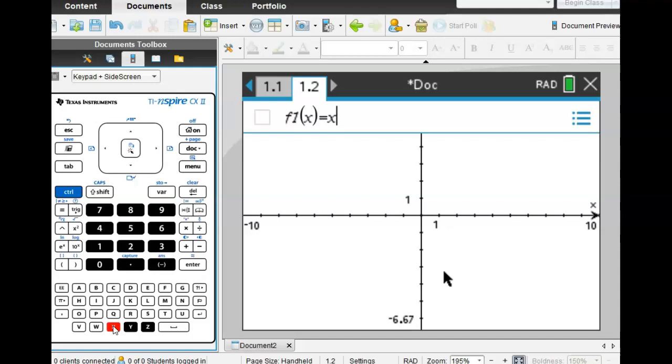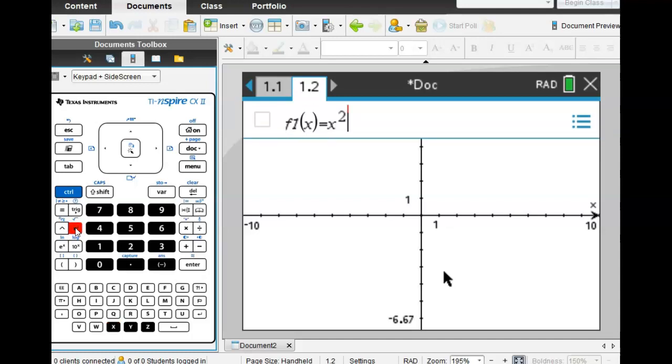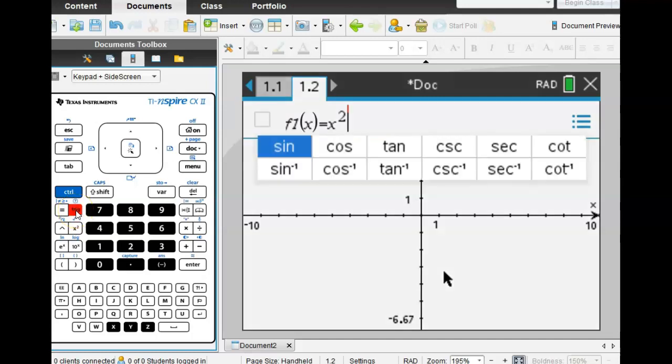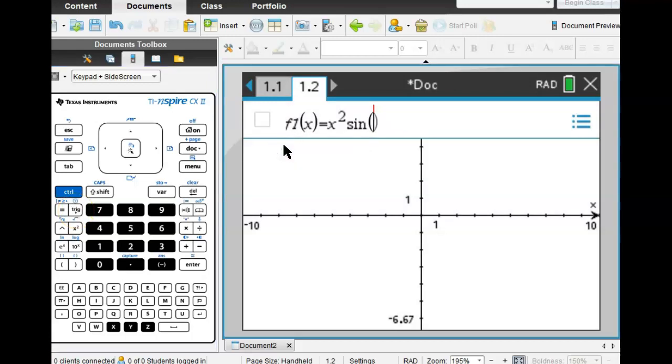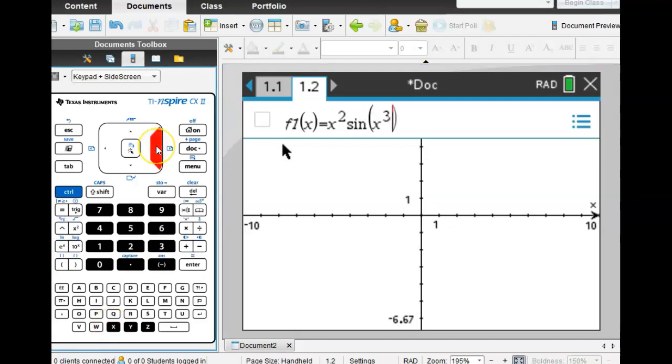So x squared times the sine. Where do you find sine? Trig. There's a trig button next to 7. Times the sine of t cubed, which is really x to the third. Make sure you arrow over after x to the third so that you're not still up in the exponent. Minus 1.5 x. This bug is crazy.